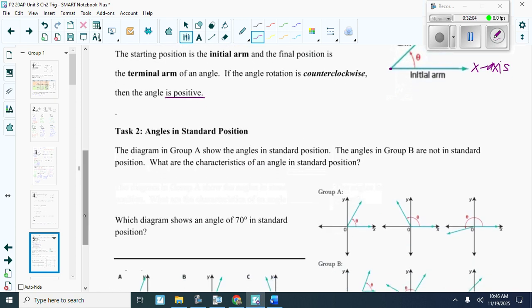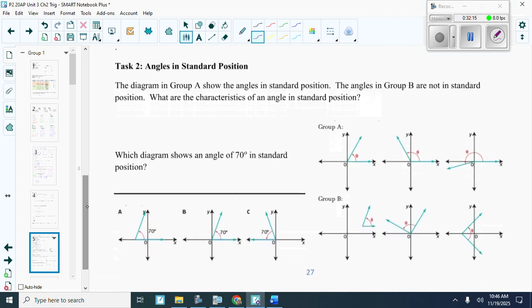Okay, so we have something that's called standard position. And we need to understand what this is so that we're all starting from the same point and we're all talking about the exact same thing. So the diagram in group A shows all these angles are in standard position. You'll notice that we start at the origin. Our initial arm is always on the x-axis, and then our terminal arm is in some quadrant. Okay, so these all have the same things in common.